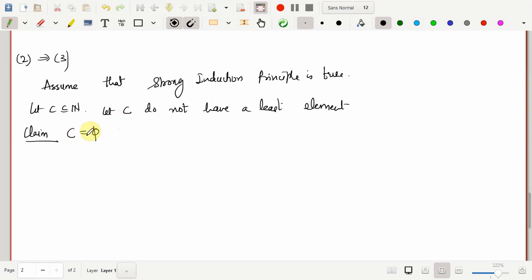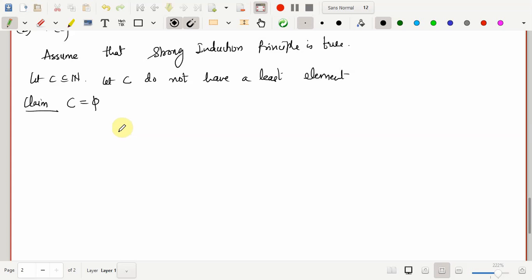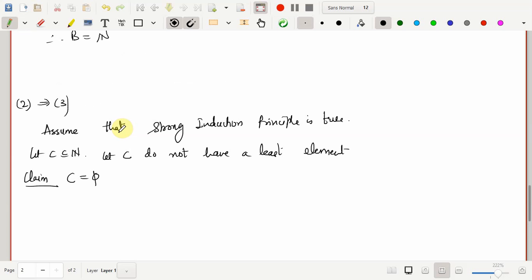Now what we have in hand is the strong induction principle. So in that case we can construct a set to show that C is empty. So what I'll do is construct a set S which is a subset of N and is the complement of C. So I'll take it as N difference C, so definitely it's a subset of N.